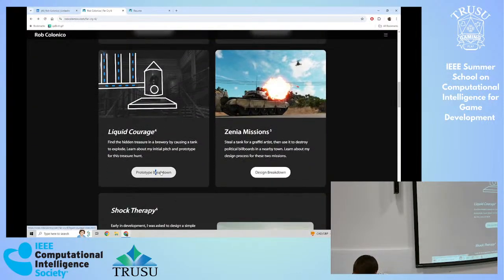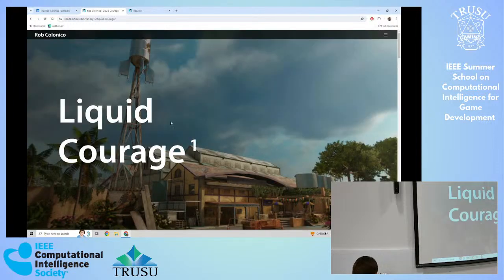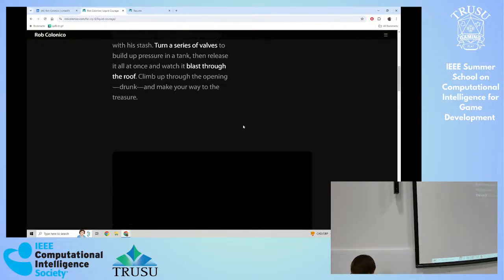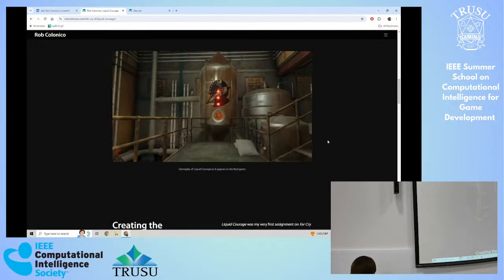What's this one about? Liquid Courage. Prototypes, a prototype that he did? Exactly. Exactly. He's taken that philosophy elsewhere.